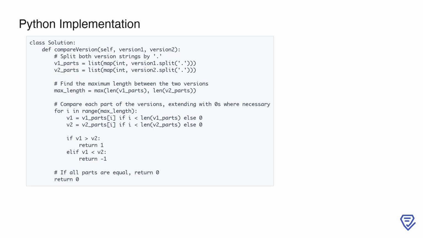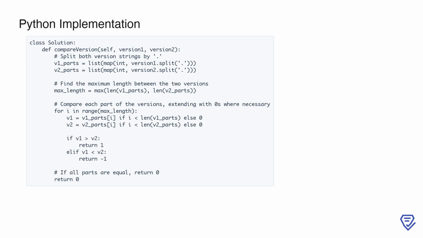Next, the code determines the maximum length between the two version lists. This ensures that we can iterate through all parts of both versions, even if one version has fewer components. If one version is shorter, we treat the missing components as 0. The main comparison logic is implemented in a for loop that runs from 0 to max_length - 1. During each iteration, the code retrieves the corresponding part from both version lists. If the current index exceeds the length of a version list, the code defaults to 0 for that version's part.